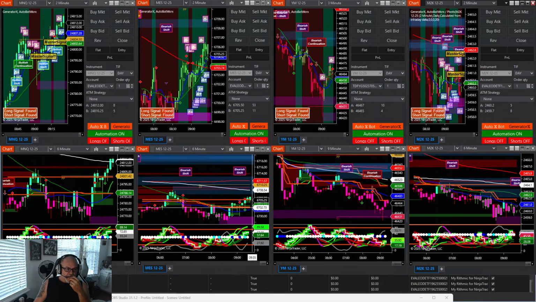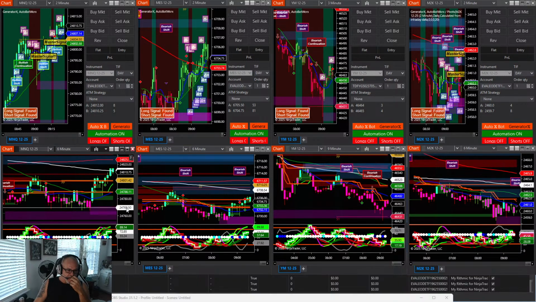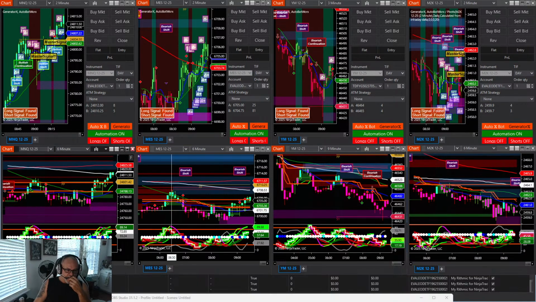Yeah, we haven't been able to get any narrow states at the open here for a little while. And NQ's looking pretty good on the higher time frame for a narrow state.